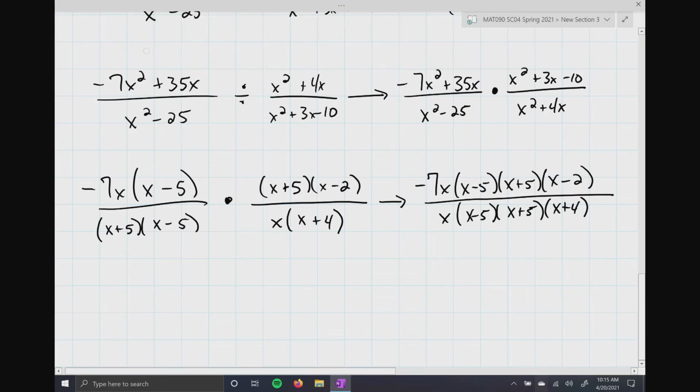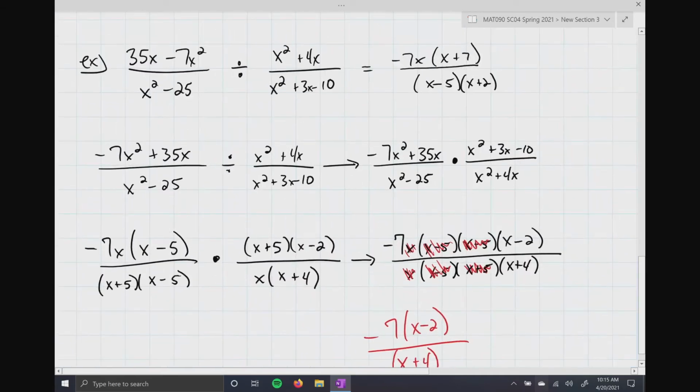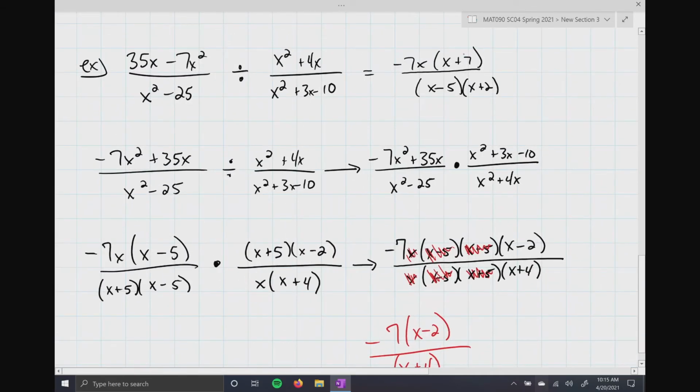Now, I can go ahead and start reducing things. X over x, that's good. X minus 5 over x minus 5, that's good. X plus 5 over x plus 5, that's good. Now, whatever's left over is what you write. Negative 7 times x minus 2 in the numerator. And in my denominator, x plus 4. So, B, I don't know what happened here and here.